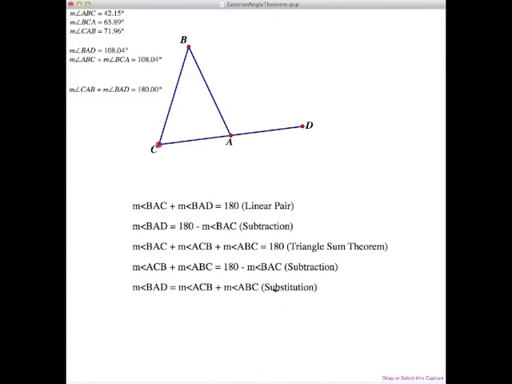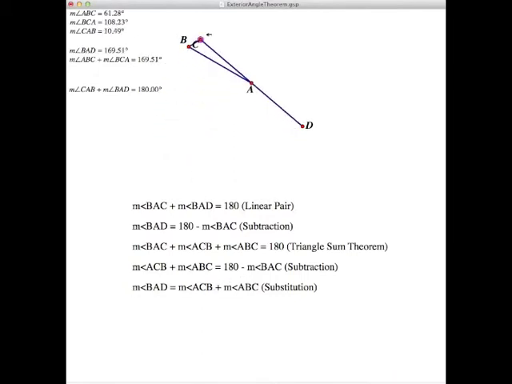Finally, I can use substitution to say that I know that the measure of BAD, the exterior angle, is equal to 180 minus measure of BAC, and look here, 180 minus the measure of BAC is also equal to my two remote interior angles. Therefore, if they are equal to the same thing, then they must be equal to each other. So I know that the measure of angle BAD, my exterior angle, is equal to the measure of angle ACB, angle C right here, and the measure of ABC, B right here, my two remote interior angles. And I got that through substitution.